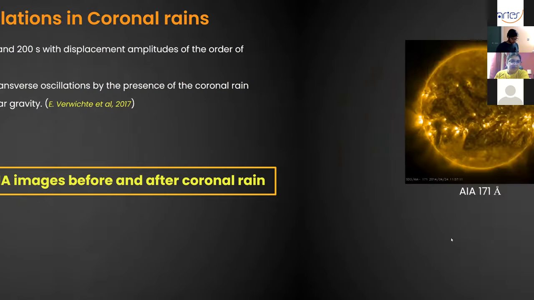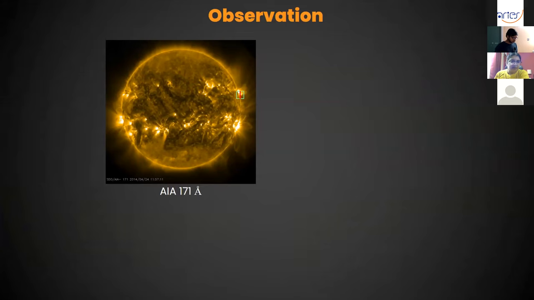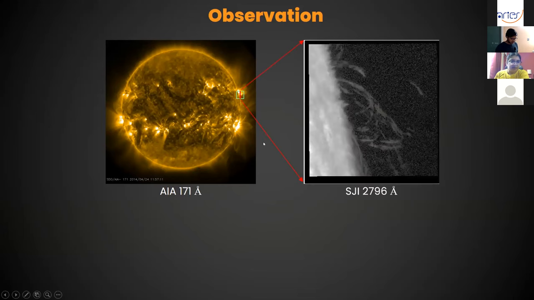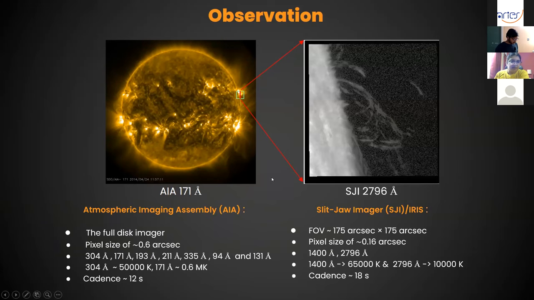So for that we have used the observations of AIA, and this particular green box you can see here has been observed in IRIS SJI 2796 angstrom and 1400 angstrom passbands. These are the two particular properties of the instruments. IRIS has a limited field of view, whereas AIA is a full disk imager. It has a pixel size larger than IRIS. We have used two main channels of AIA, 304 angstrom and 171 angstrom, whereas the 1400 angstrom and 2796 angstrom channels have been used for IRIS for our analysis.